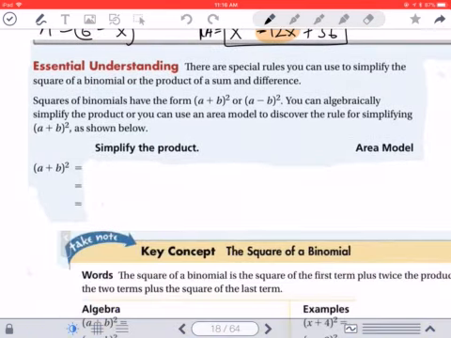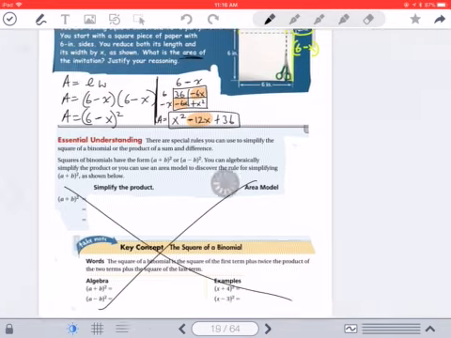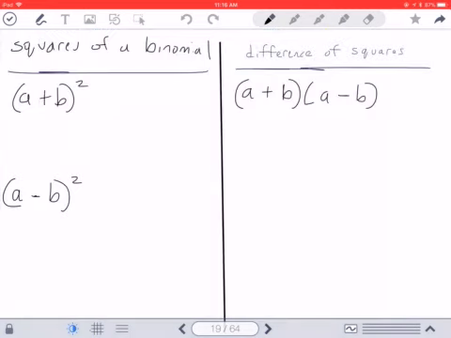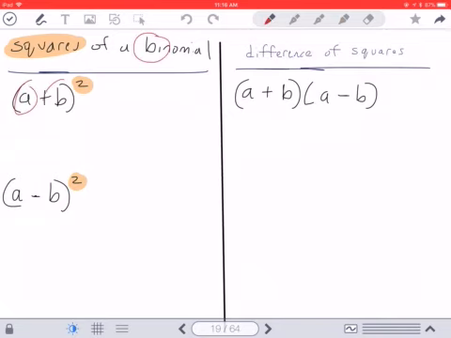Instead of doing the notes here, we're just going to go to the next page. So create a page, make it look like this, pause it if you need to. And over on this side, I have the square of a binomial. Why is it called the square of a binomial? Because we're actually squaring it, and it is a binomial, two terms. So that's why it's called the square of a binomial.